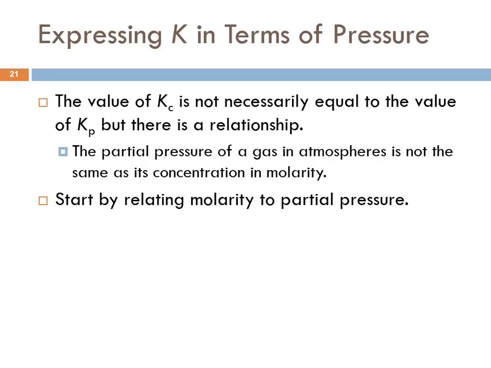Now, if you go to look up equilibrium constants in a book or on the internet, you're most likely going to find Kc in terms of concentration. And Kc is not necessarily going to be equal to Kp. But there is a relationship, and so we're going to derive that relationship. So what we need to know is that the partial pressure of a gas in atmospheres is not the same as its concentration in molarity, right? It's not the same, but there is a relationship.